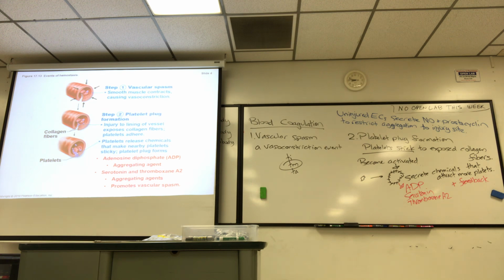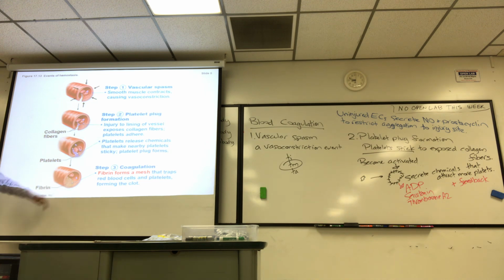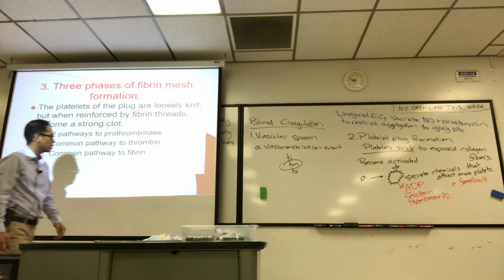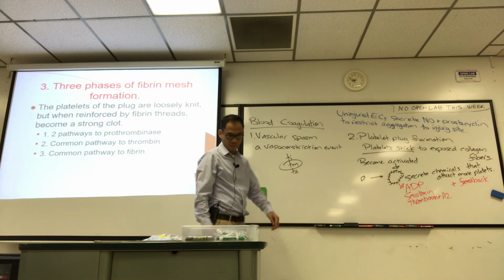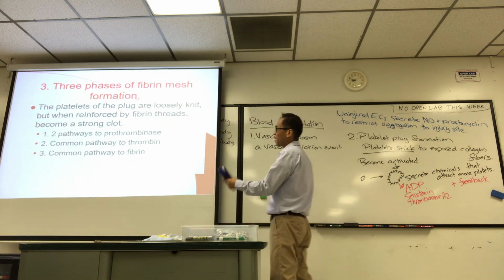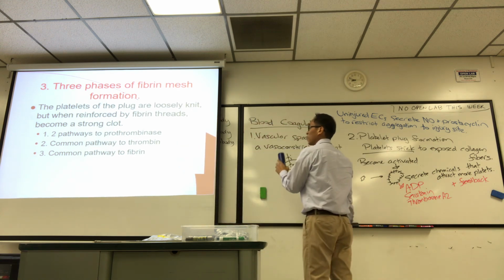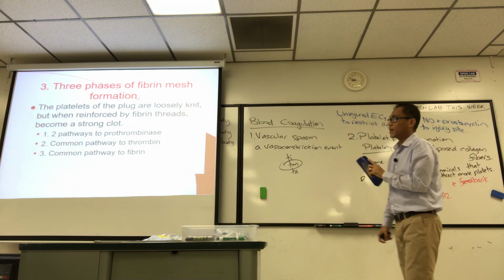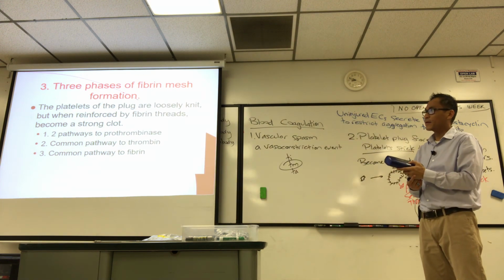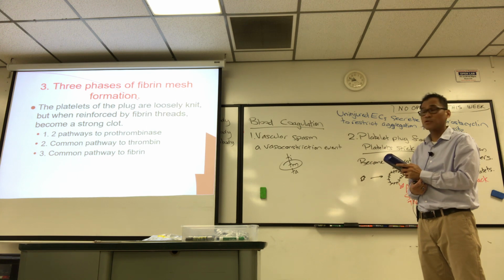All right, so we got step 1, step 2 covered. Any questions on the spasm or the coup de grace? We'll move on to step 3, which is the coup de grace of blood coagulation, the fibrin. Okay, so that's the coagulation part of blood coagulation. Well, it turns out this step 3 has 3 phases that we outlined for you. 3 phases of fibrin mesh formation. The platelet plugs are kind of like a loosely knit thing, but when reinforced by fibrin threads, it becomes a very strong clot to stop the bleeding.